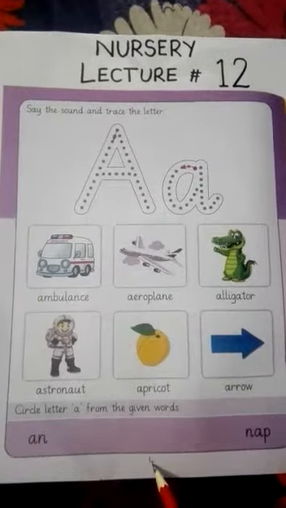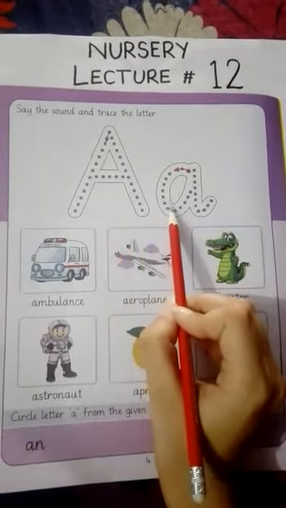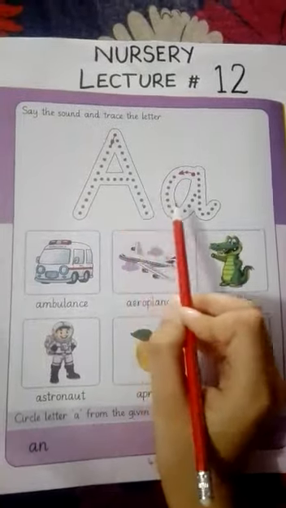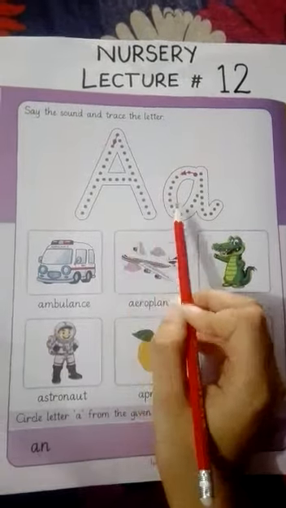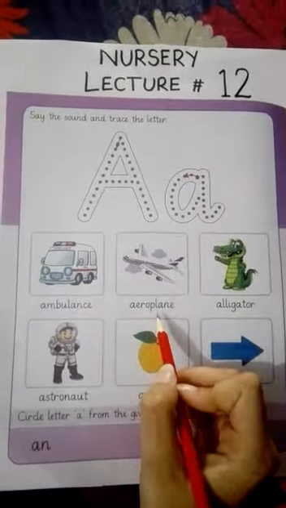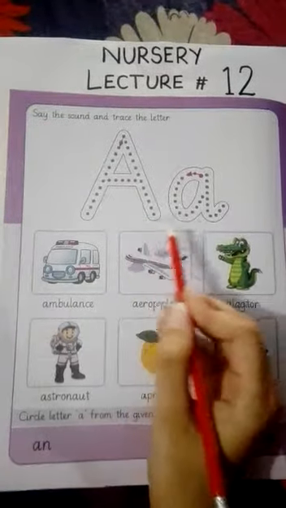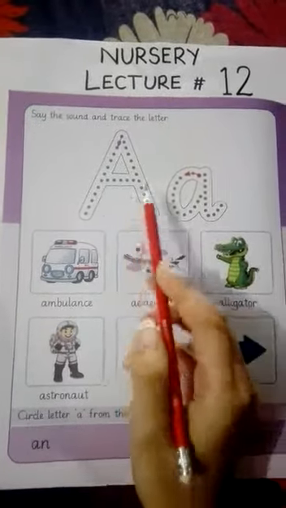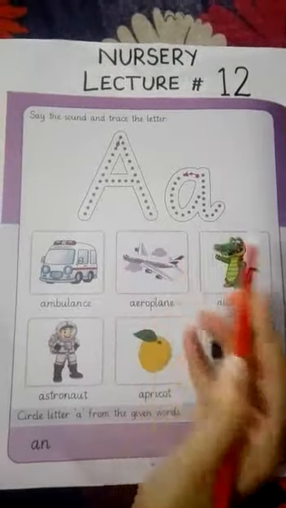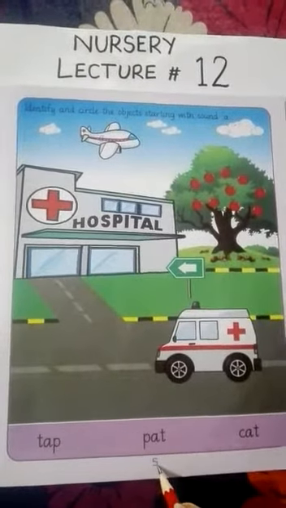Page number 4. This is A. A sounds A. A, A, ambulance. A, A, aeroplane. A, A, alligator. A, A, astronaut. A, A, apricot. A, A, arrow.